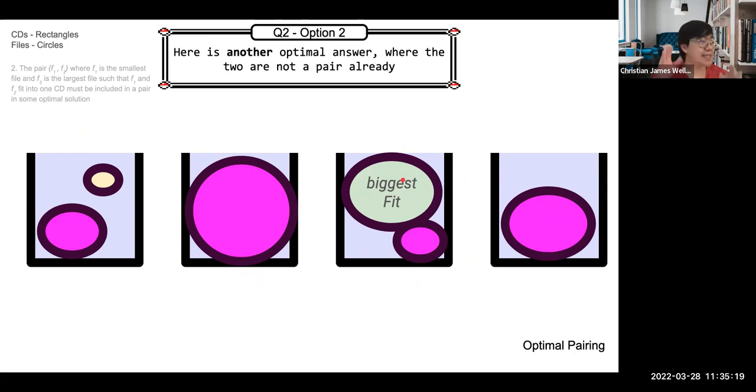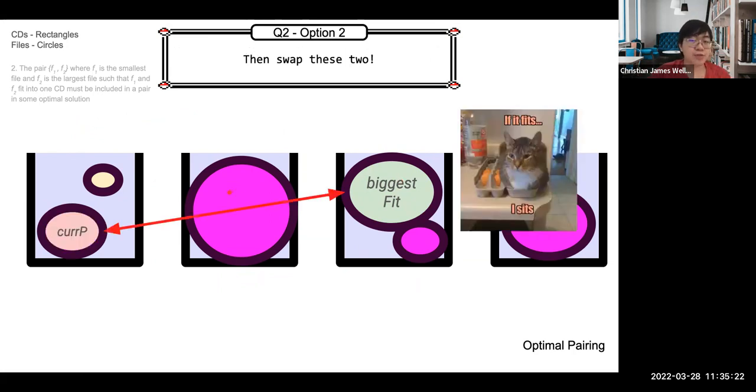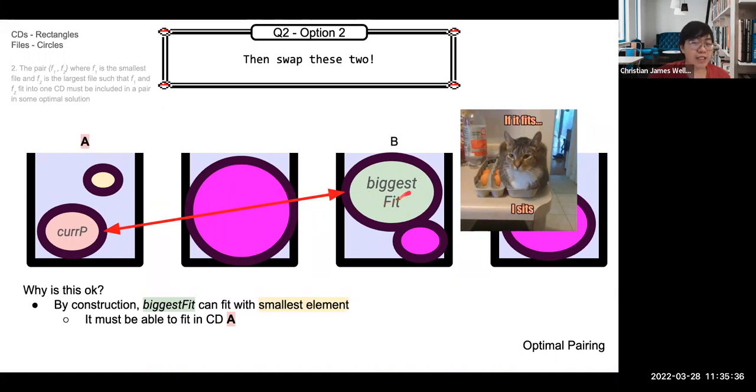If this is the case, what we can do is swap these two: swap the current pairing with the biggest fit. We argue that this is possible. It doesn't violate the 100 MB constraint. Why? First of all, by construction, this biggest fit can fit with the smallest element. That is by definition of what it means to be the biggest fit. So if you put the biggest fit into CD A together with the smallest element, it should fit by definition.